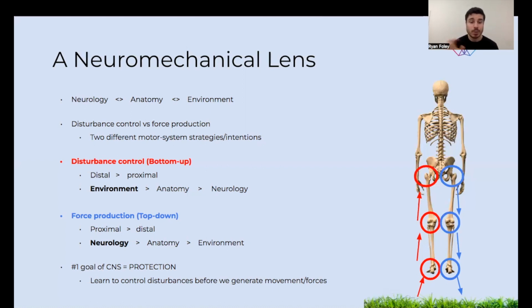Okay, and as I said before, it's about this interaction, not just how the nervous system interacts with the anatomy, but this interaction here between the neurology, the anatomy, and the environment. Okay, and this environmental influence is really important because the environment is where the forces come from that impact our anatomy, that impact our movement. So we need to appreciate the external environment or the external forces that challenge our movement system.